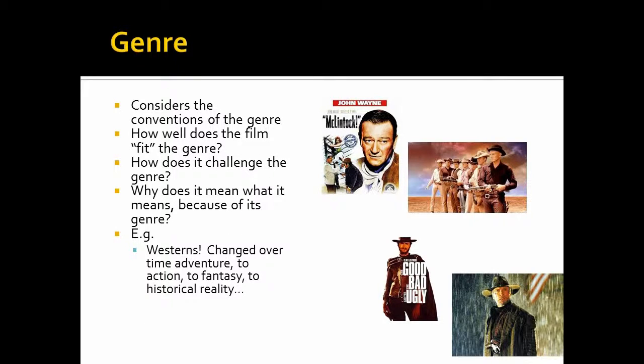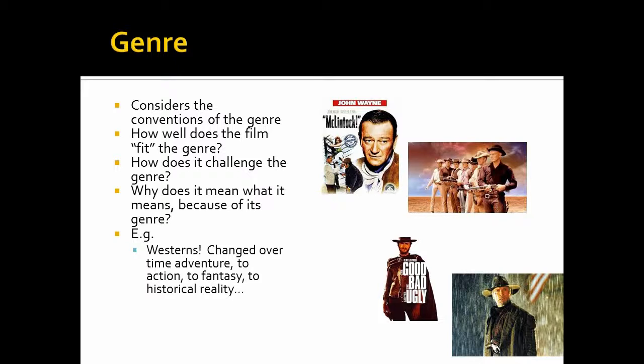Genre readings are based on the conventions of a genre. How well does the film fit the genre? Does it challenge the genre? Why does it mean what it means because of the genre? And a classic example for this is westerns. Originally, westerns were the adventure films. They were the films you went to if you wanted a bit of escapism, watching a hero being a modern knight. And that's, you know, sort of 1950s, 1960s version of westerns.